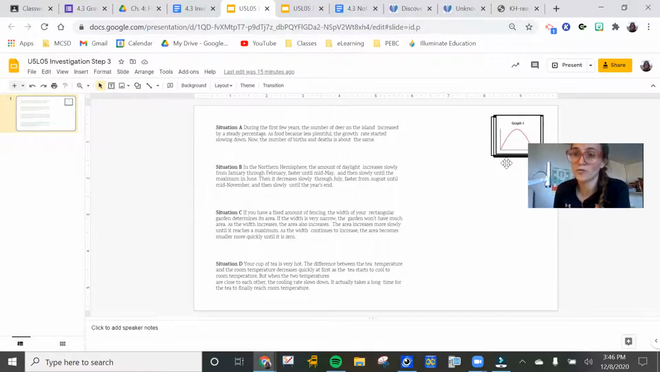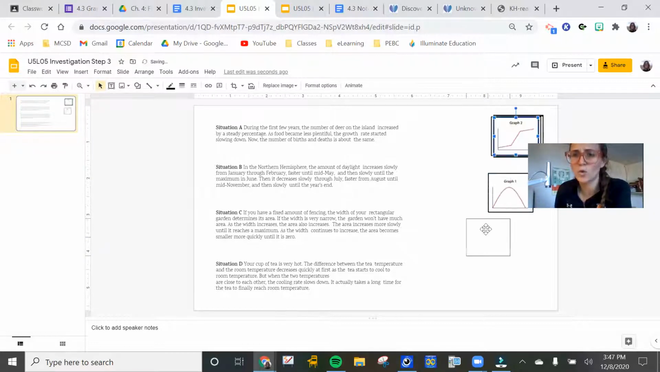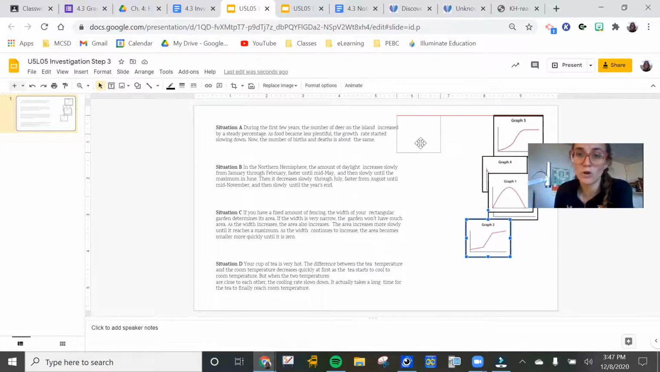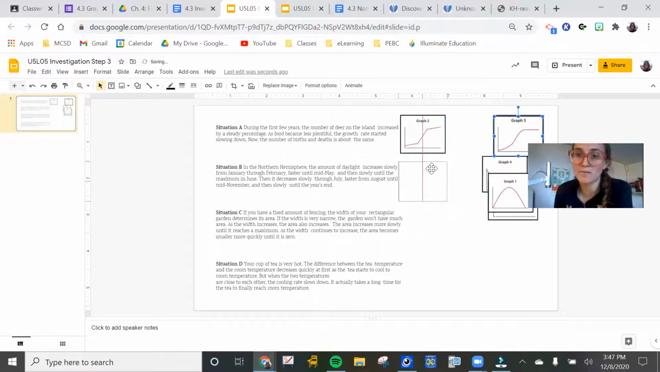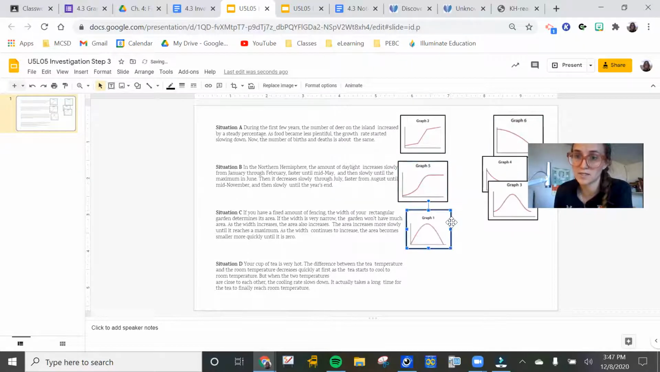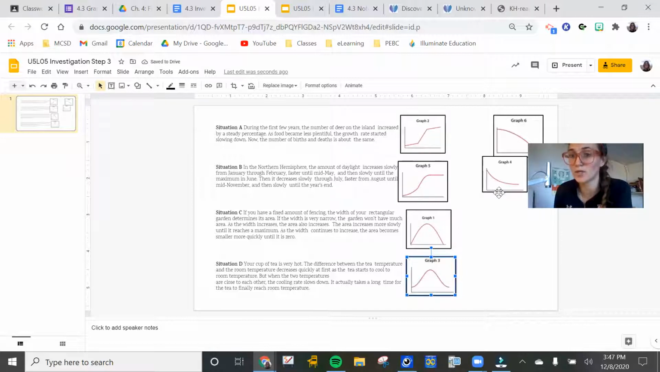All my graphs are over here in a pile. So what you can do is you can read through this first situation and then kind of start sorting through the different graphs to see which graph represents this situation. And simply pull over the graphs so that they match the situations, okay? And again, 2 graphs will not be used. There's 4 situations and 6 graphs. So 2 graphs are left over.